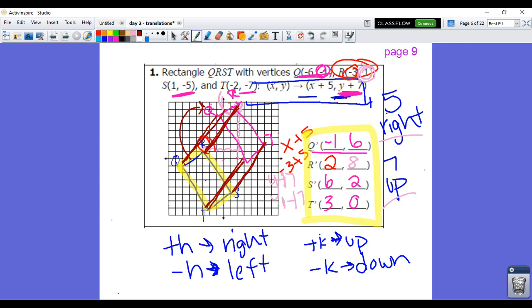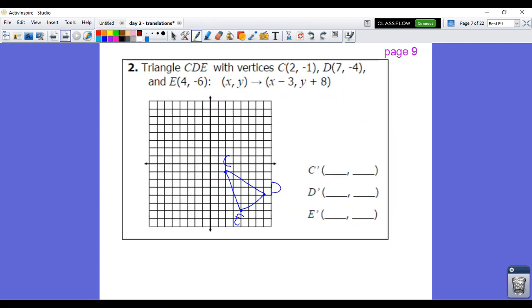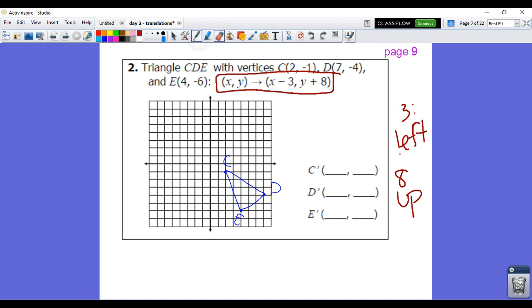Okay, so that one we went really slow. Let's go a little bit faster for our next one. So here's our rule right here. Okay, so we have x minus 3. That negative 3, what does that mean? That means we're going to the left. Okay, and this plus 8 means that we're going to go 8 units up. So we're going 3 to the left and 8 units up. Again, why is it 3 to the left? Because it's a negative 3. Okay, but we don't need to graph it right now. We're just focusing on doing the math.